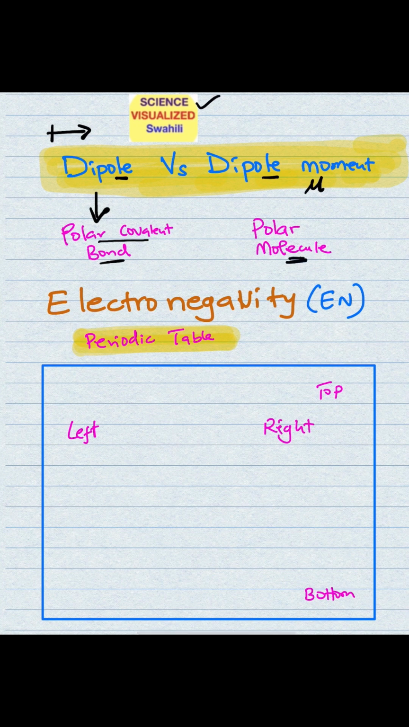The dipole moment, on the other hand, is used to determine whether the full molecule is polar or not. So if the net dipole moment is not 0, then we say the molecule is polar. But if mu equals 0, then we say it's non-polar.